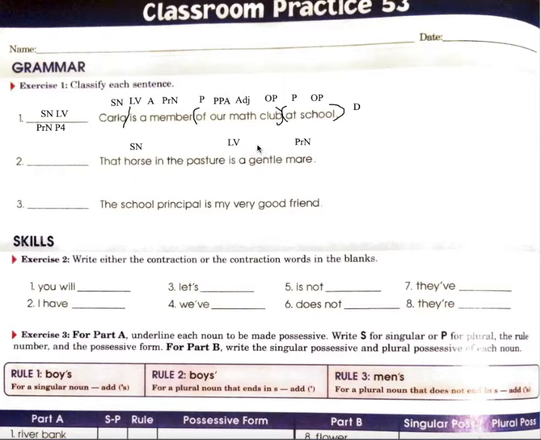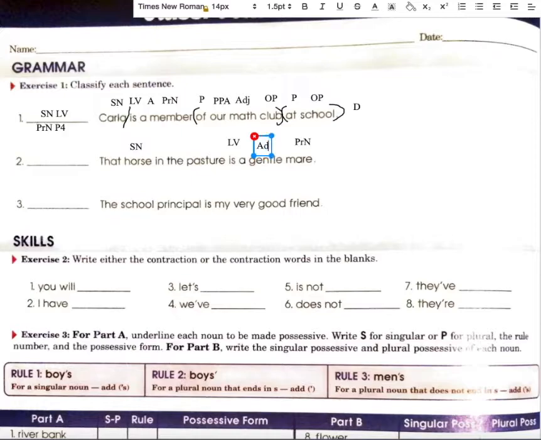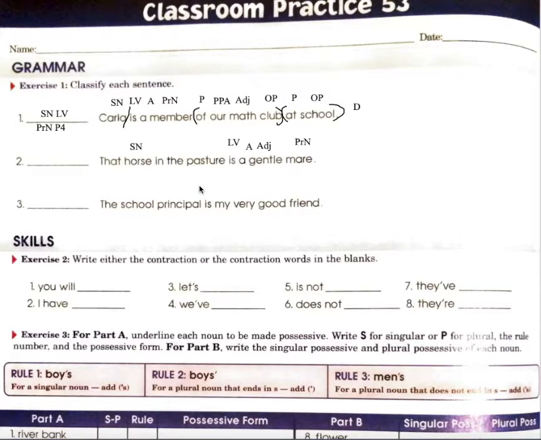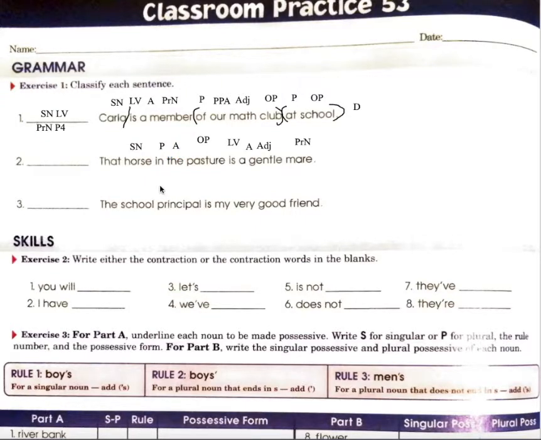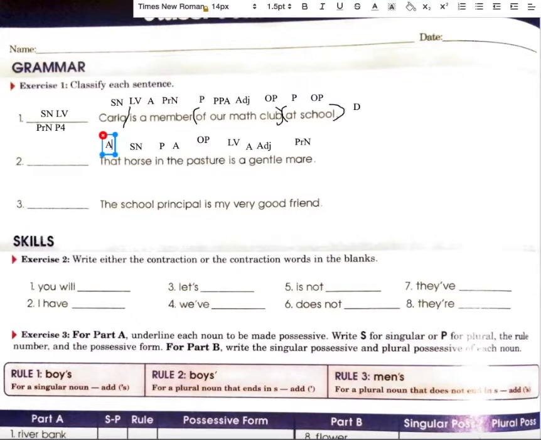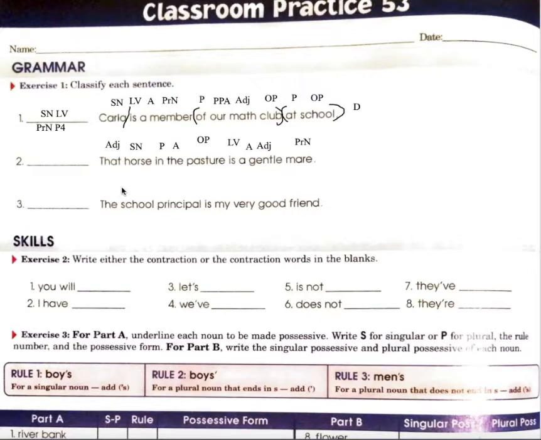What kind of mare? Gentle mare. Adjective. A is always an article adjective. In is always a preposition. In what? Pasture. Object of the preposition. The, always an article adjective. Which horse? That horse. Adjective. And we have a period, statement, declarative sentence.